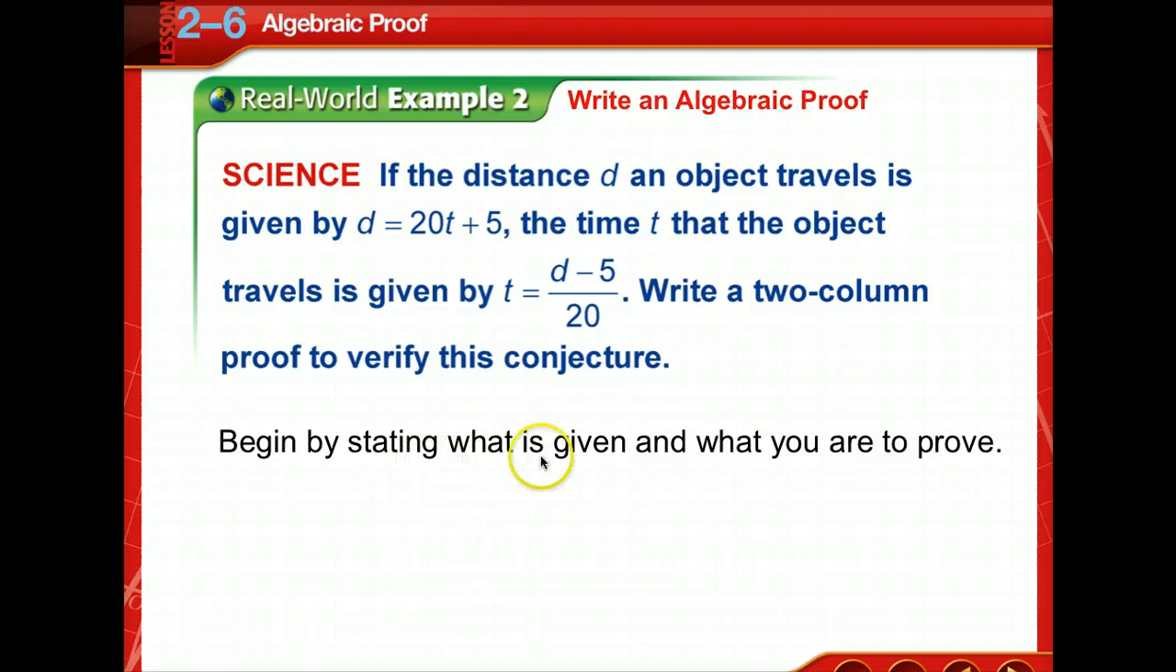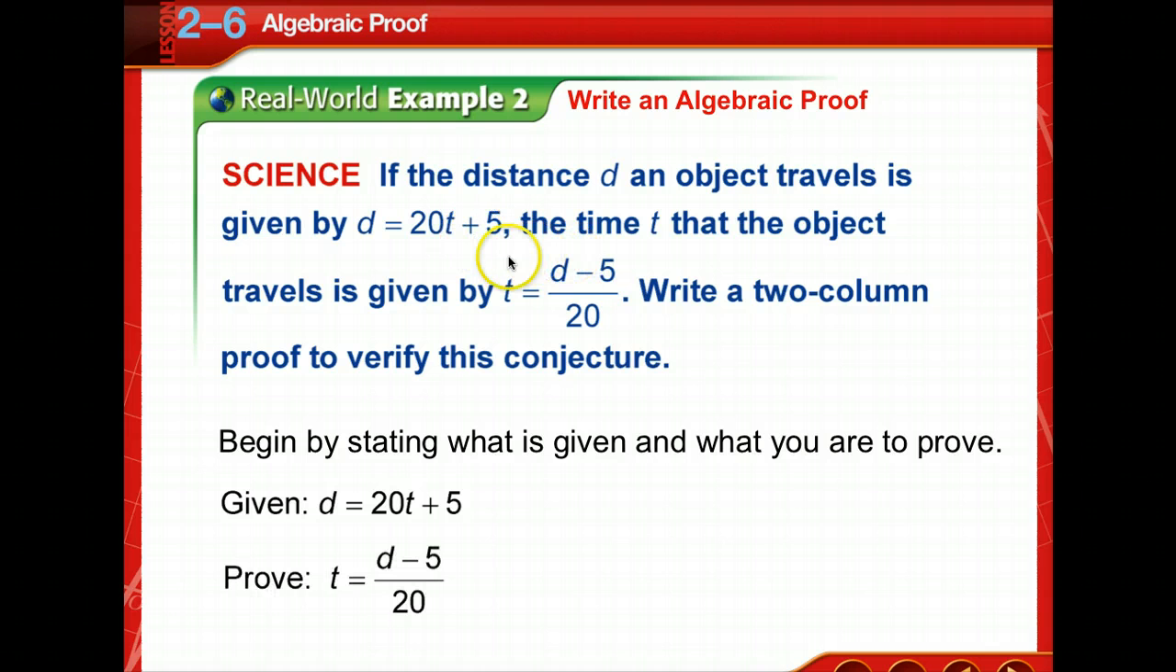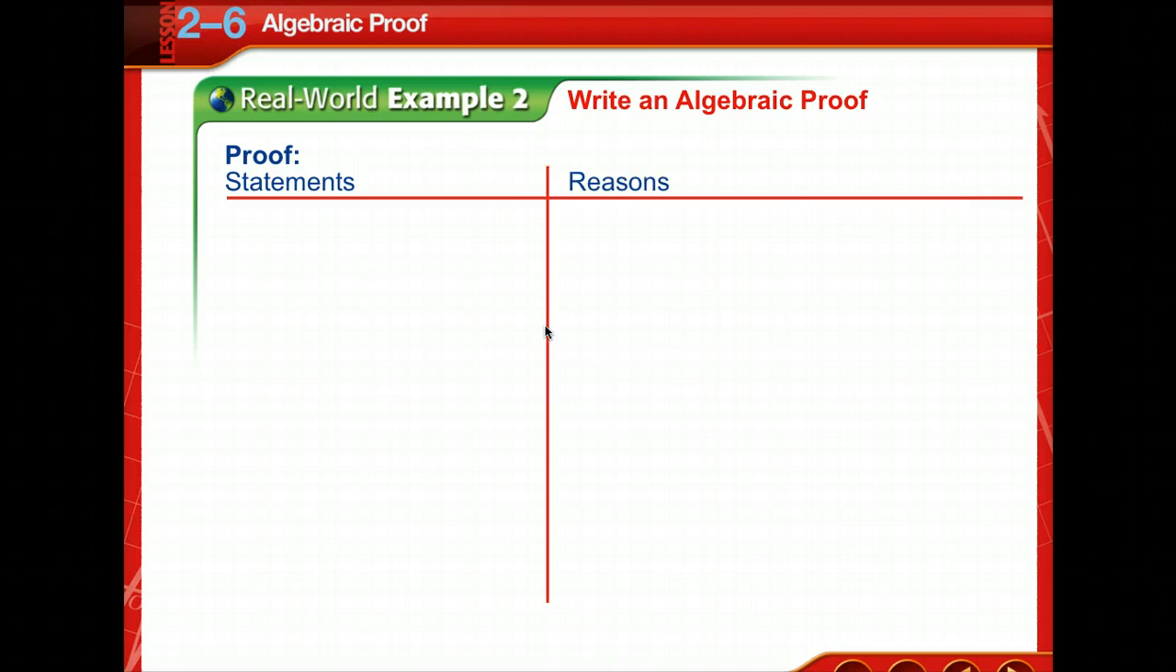Okay, so we're going to begin by stating what is given and what we are to prove. So given, d is equal to 20t plus 5. We're to prove that t is equal to (d minus 5) divided by 20. So on a two-column proof, and this is the type of proof we'll use most often, this is the type normally when you think of proof that you see, but I'm exposing you to other different types of proofs as we go over time so that you will be familiar. They won't be a total surprise to you if you see them somewhere.